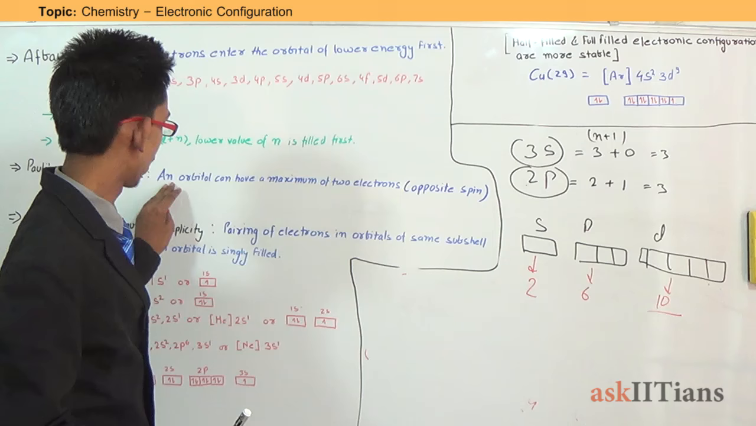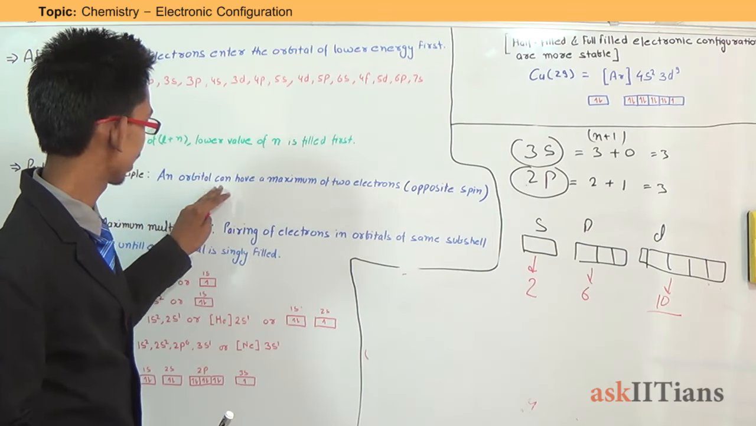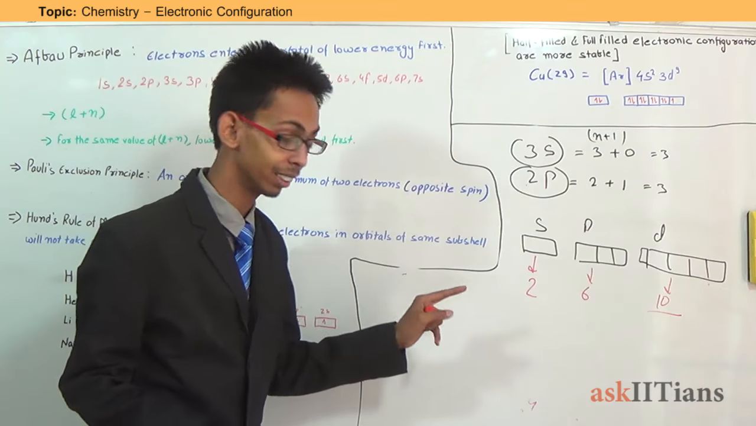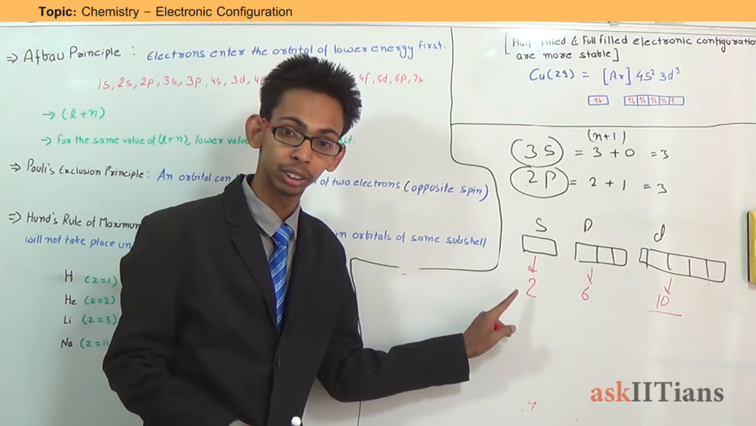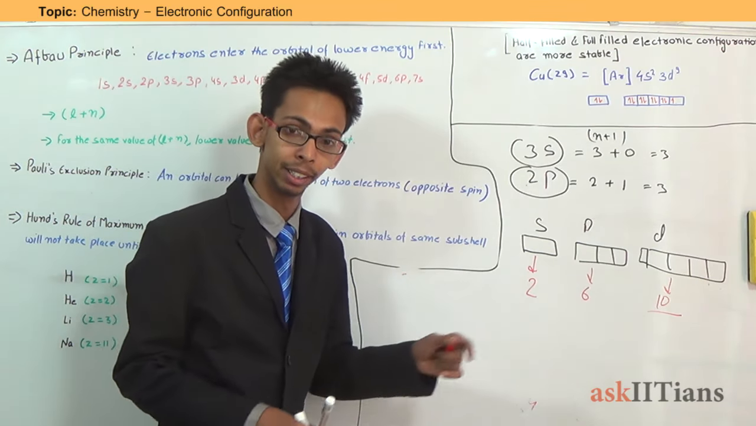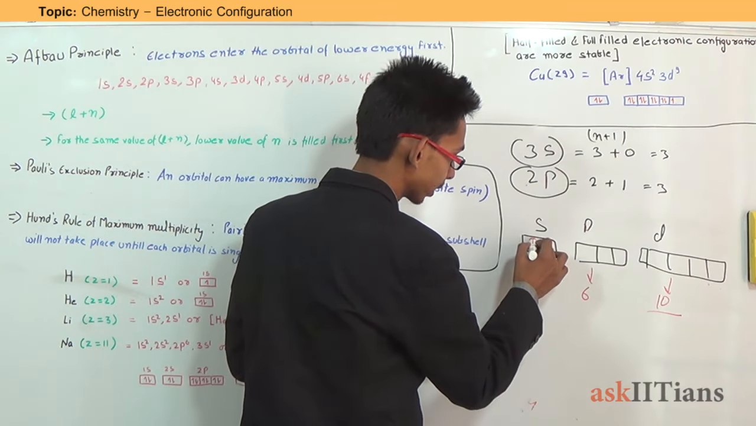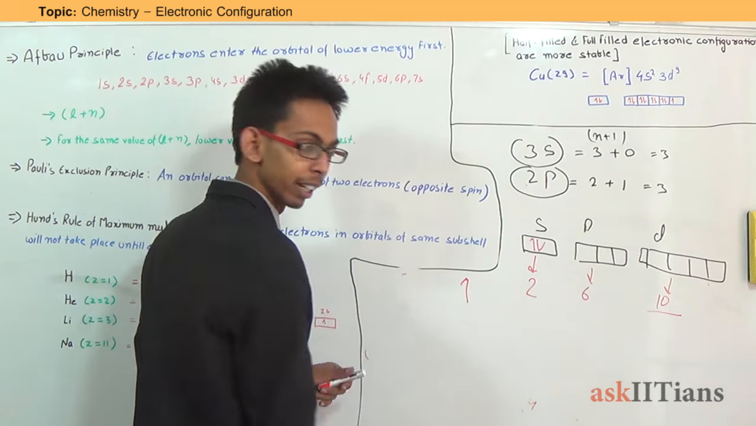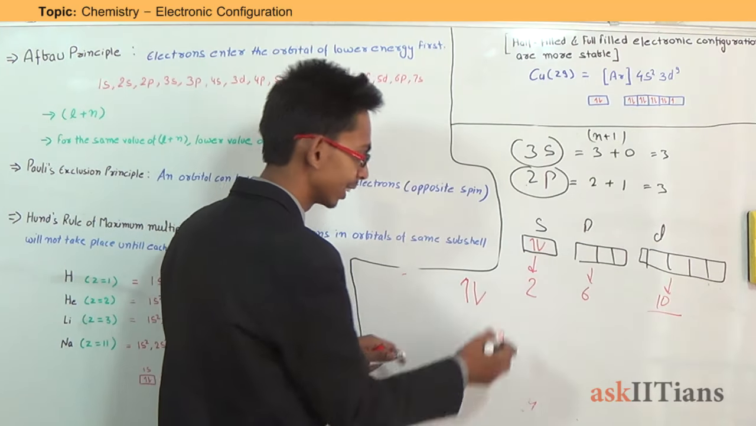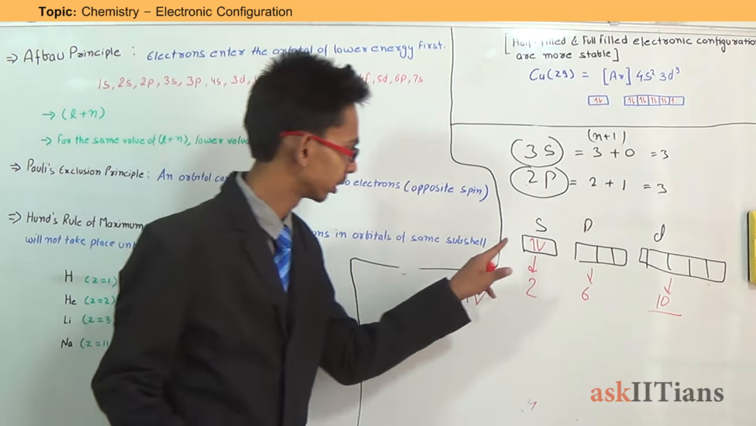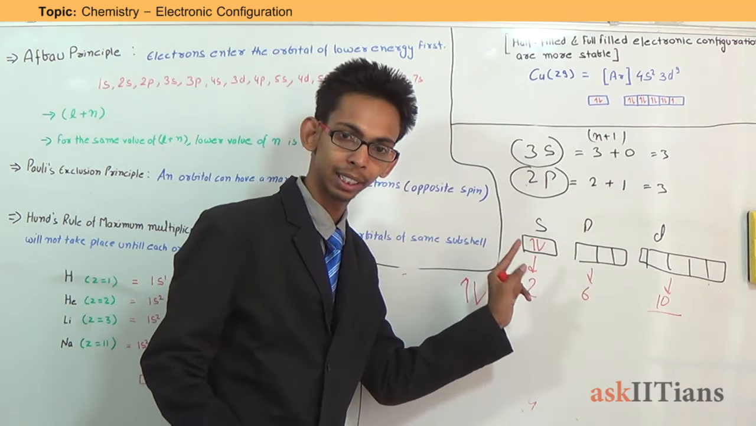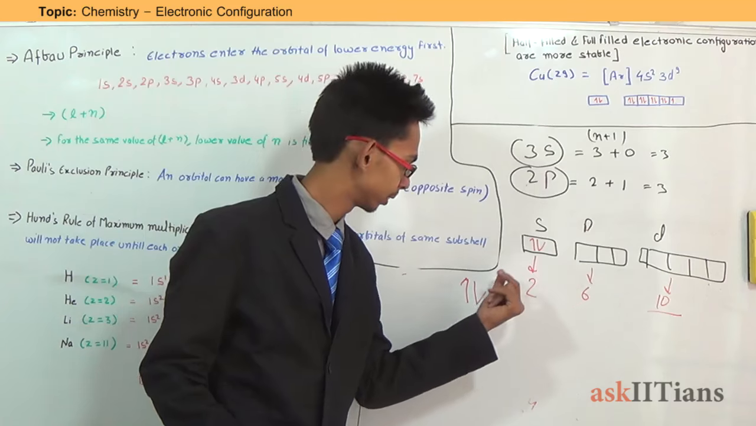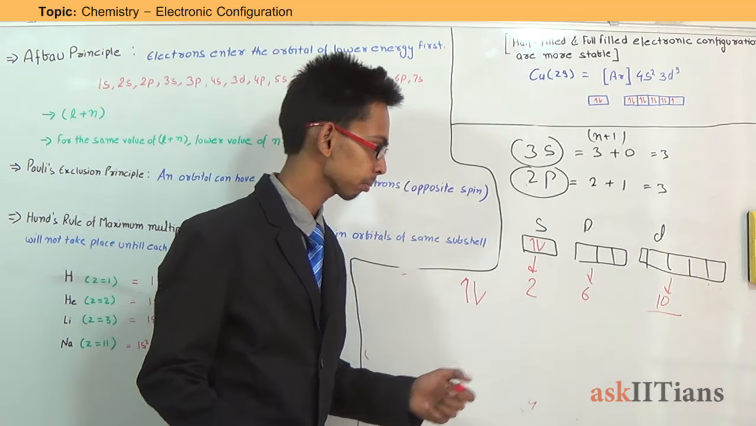So this was the Pauli exclusion principle, that a particular orbital can have a maximum of 2 electrons only, and those 2 electrons should also be of opposite spin. If one moves clockwise, the other must move anti-clockwise. This half-headed arrow upward represents clockwise motion, and this one represents anti-clockwise. Those two electrons which are present in the same orbital must be of opposite spin.